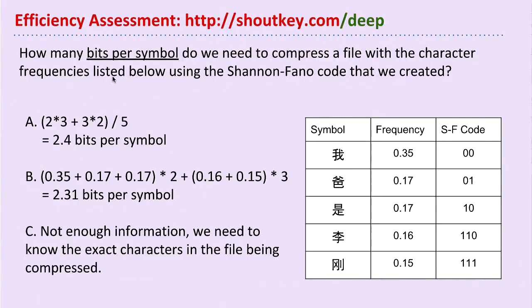So question: how many bits per symbol do we need to compress a file with the character frequencies listed here using the code that we created? In other words, figure out if I had, say, 1,000 of these characters, and it obeyed these frequencies, how many bits per symbol would I use? This is just some time for you to try and digest this. This is the code we came up with. This is the relative frequency, and good luck. If you're not sure where to start, you can think about unit analysis from chemistry class.